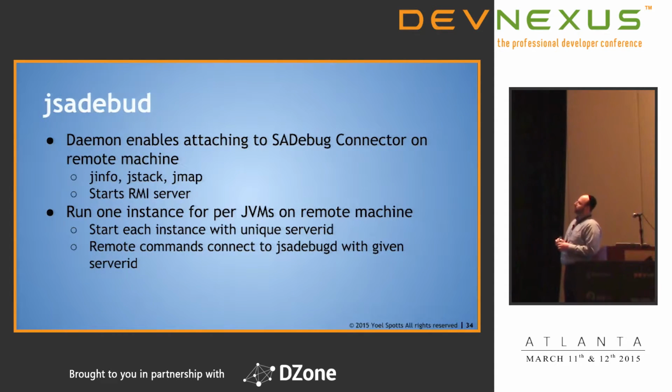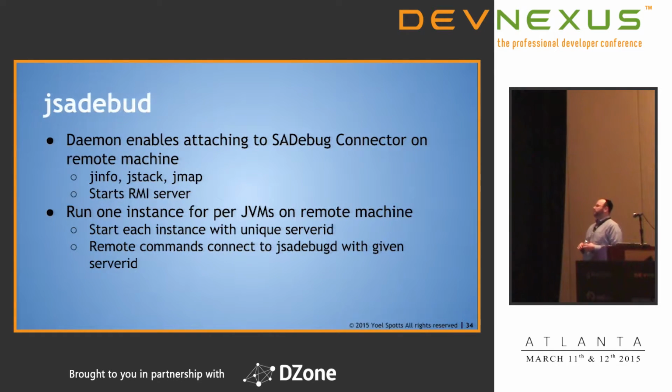And then, like I mentioned before, the jsadebugd, I'm missing a G there in the title, is a daemon that allows you to connect using the serviceability agent to a remote machine. And so you can actually run jstack or jmap on a running JVM on a remote machine from the machine that you're at, as long as you've got jsadebugd running on that remote machine.